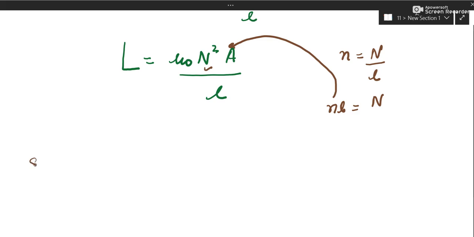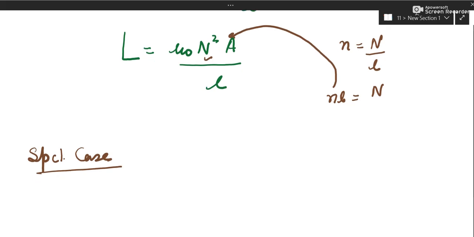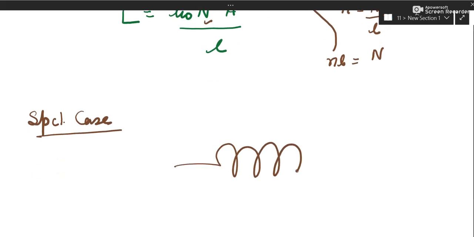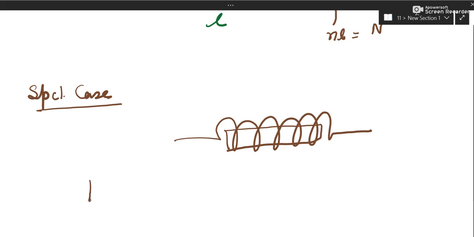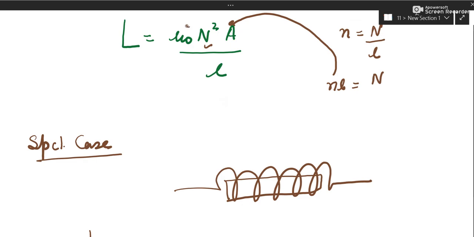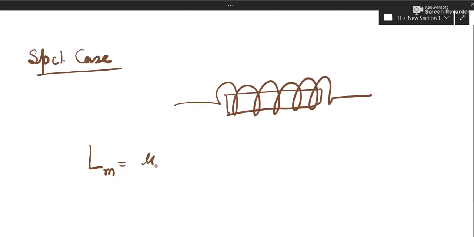Now, a special case we have to do: when we use some core material in the solenoid, like iron or any substance. So L with material, you can take the help of this formula, mu naught N square A by L. This is with air. So now in place of mu naught, mu material will come: N square A by L.